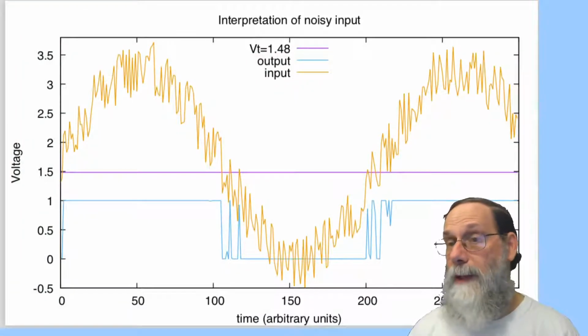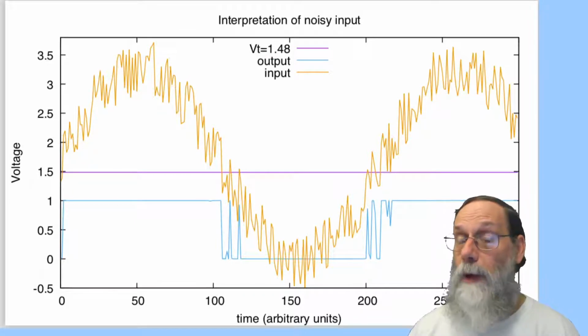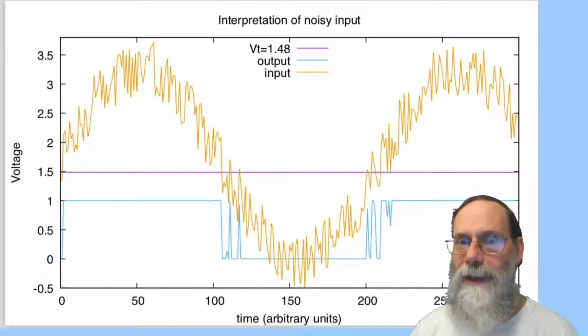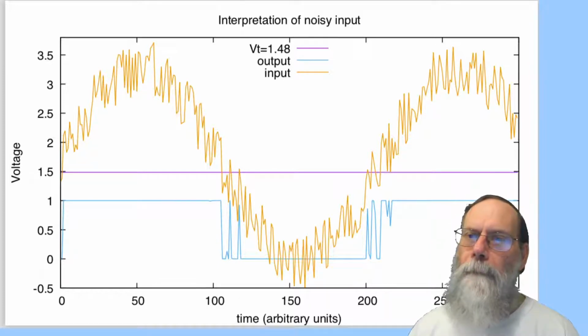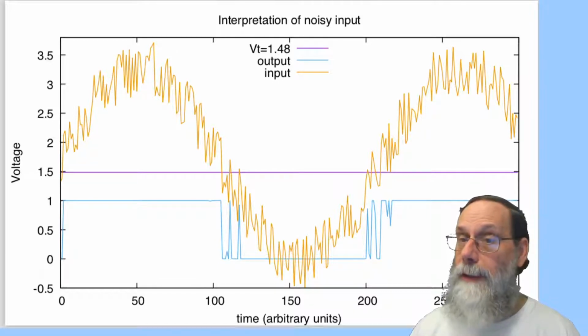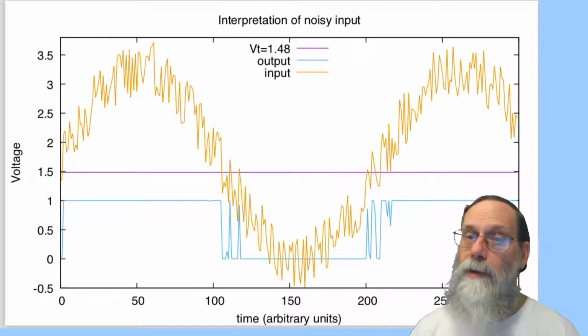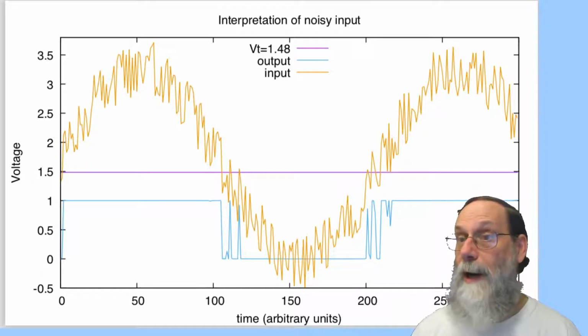Well, here's an example. The orangish yellow there is an input value with quite a bit of noise on it, and I've put a single threshold here at 1.5 volts. Or 1.48 volts, I guess. And if you look at the output there in blue, it doesn't turn on or off cleanly. As the signal crosses the threshold, the noise makes it cross back. In fact, it may make it cross back several times. And as a result, it flickers on and off at the output.